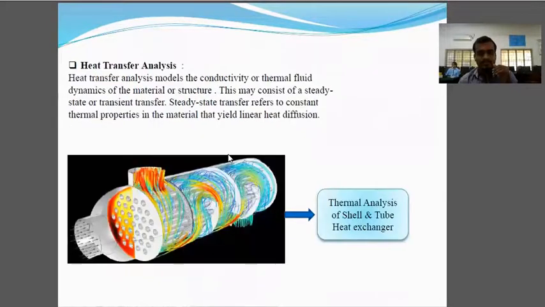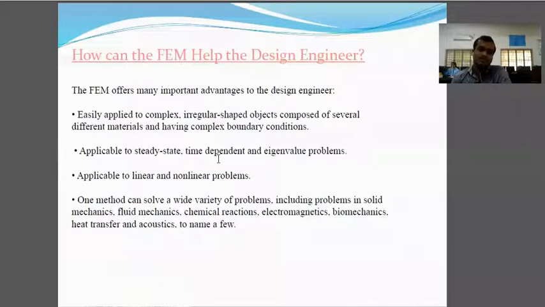The next one is your heat transfer analysis. Heat transfer analysis models the conductivity or thermal fluid dynamics of the material or structure. This may consist of steady state or transient transfer. Now, steady state refers to constant thermal properties. In this we are going to find out the temperatures at different points and the heat flow during the heat transfer. So this is used to find out the temperature and heat transfer. This is about your heat transfer analysis.